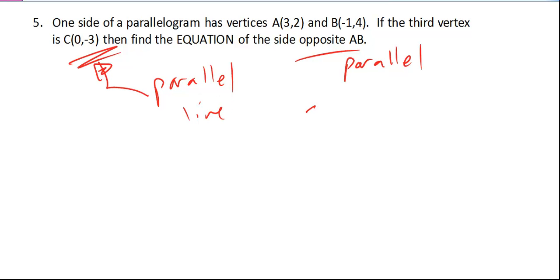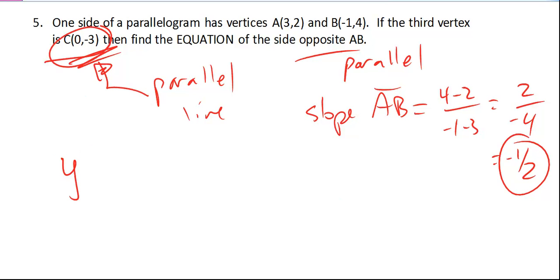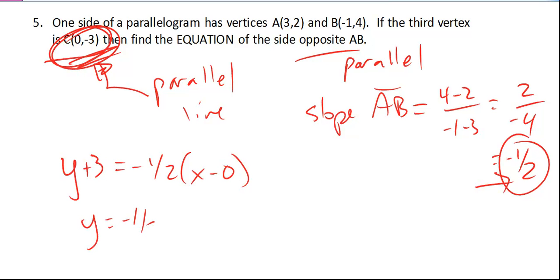No big deal. The first thing I need to do is find the slope. The slope of AB, of course, is change in y, which is 4 minus 2, over change in x, which is -1 minus 3, is 2 over -4, which is -1/2. There's my slope. If I do point slope form, I would have this point, that slope, right? So my y minus y1 would be y plus 3 equals the slope, which is -1/2, times x minus 0. Of course, that is just x, so if I wanted to solve this for y, it would be -1/2 x minus 3.